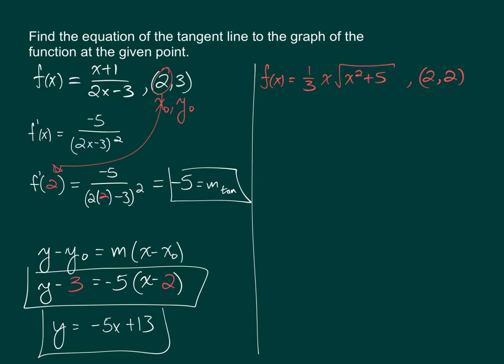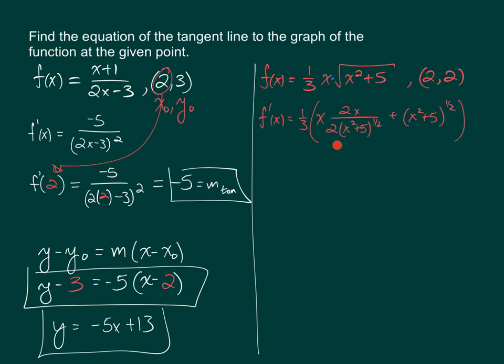For this other example over here, again, the first thing you need to do is find the derivative of this function. And when you do that, you'll need to use the product rule. You can see there's an x times the square root of x squared plus 5. So when you find the derivative using the product rule, it will look like this. Here is the derivative in all of its ugly glory.